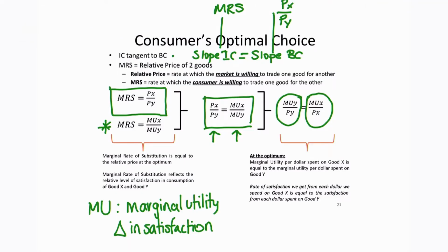So this tells us that at the optimum, the marginal utility per each dollar that we spend on good X is exactly equal to the marginal utility for each dollar that we spend on good Y. So the rate of satisfaction that we get from each dollar we spend on good X is exactly equal to the rate of satisfaction we get from each dollar that we spend on good Y.